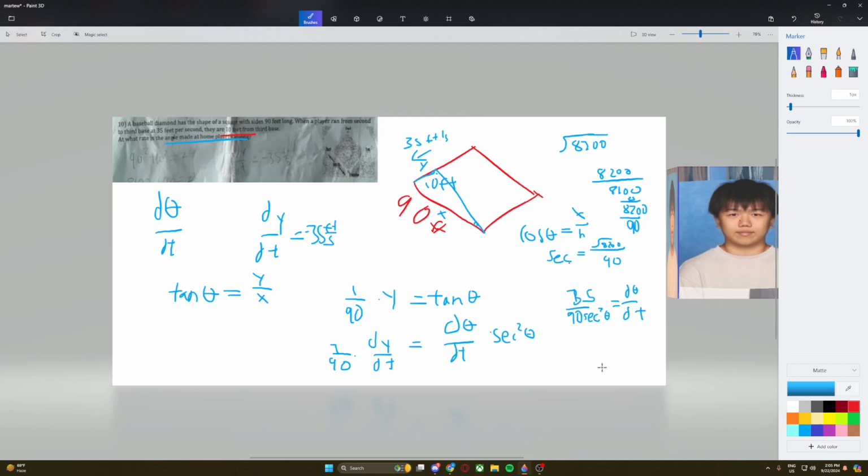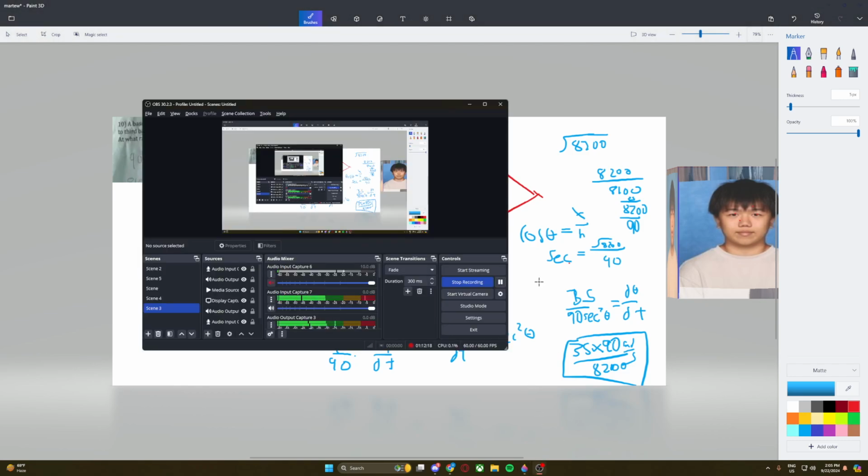There's a lot to do. So it's 35 times 90 over 8200. I can either simplify this, whatever, but you get the point. It's this. Oh wait, rad per second.